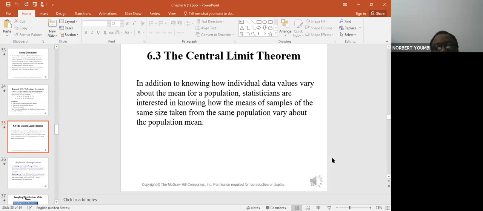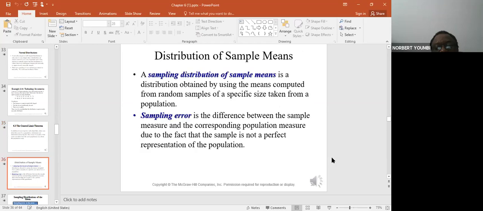Now we look at the central limit theorem. The central limit theorem considers the distribution of mean or proportion. What happens here is this: the connection between probability and statistics is that we define a random variable by selecting random samples and computing the mean, and we will define the random variable of sample mean, and the distribution is called the sampling distribution of sample mean.